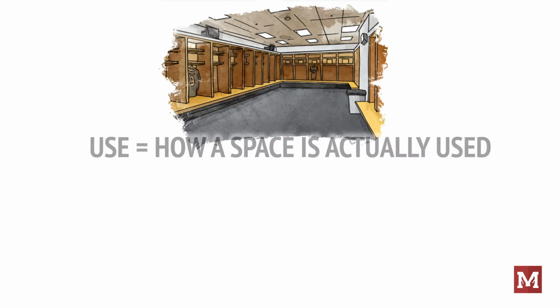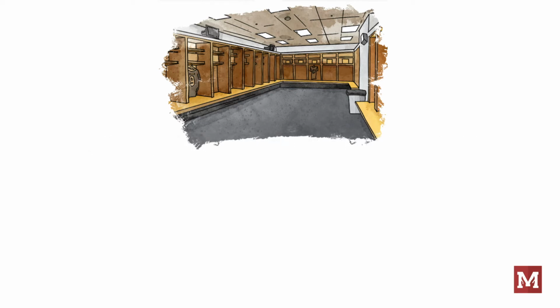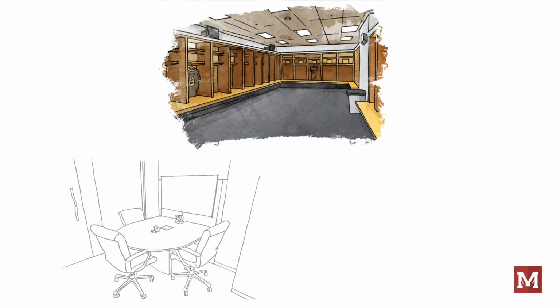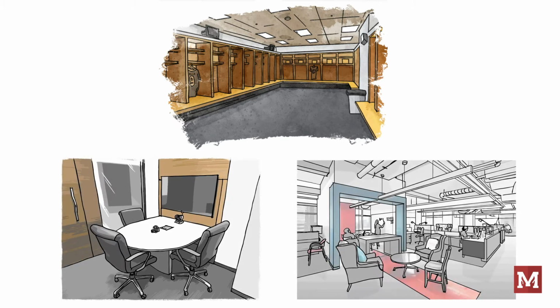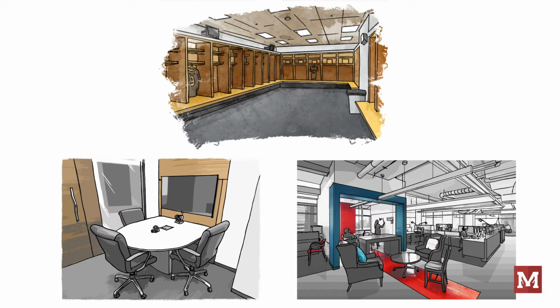confuse these two. The use of a space is a description of how that space will actually be used. This could be a broad general description such as office or conference room, or it could be more specific such as visiting team locker room.